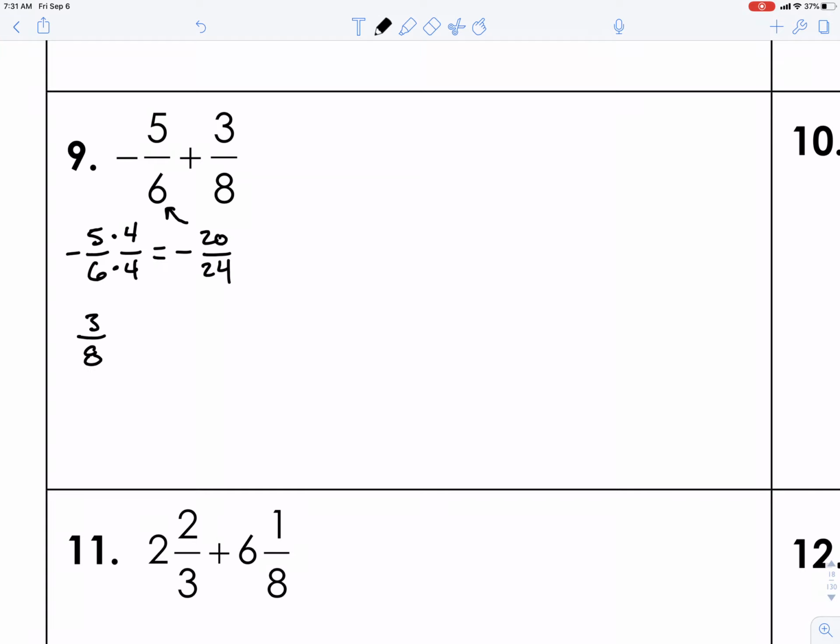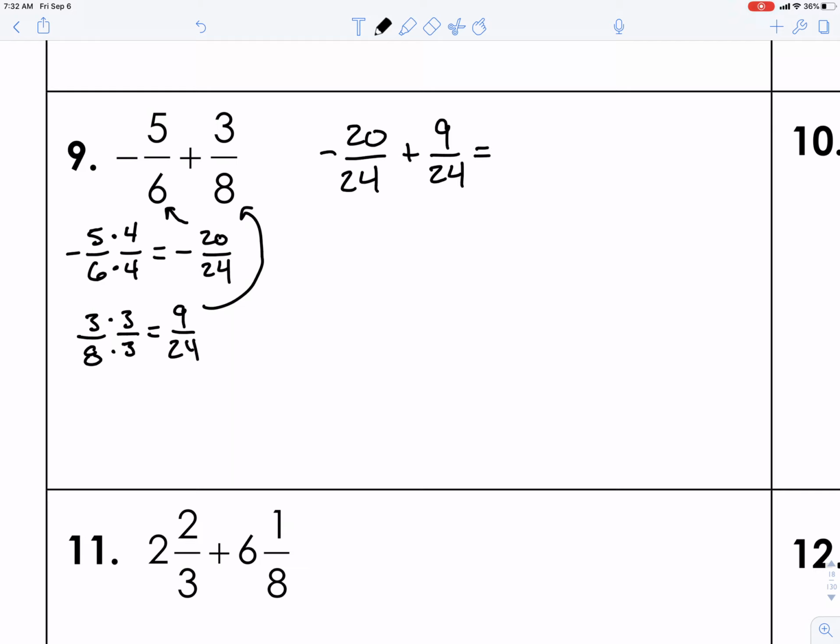3/8. Well, what do I multiply 8 by to get 24? Well, 3. So I'm going to multiply that by 3. Remember, when you multiply, you have to multiply the numerator and the denominator by the same number, or you're totally changing the value. You don't want to change the value. You just want to change the numbers. 3 times 3 is 9. 3 times 8 is 24. Whole reason we did that. So now we have 2 fractions we can use, because this is going to take the place of that fraction. So now we have negative 20 over 24 plus 9 over 24.